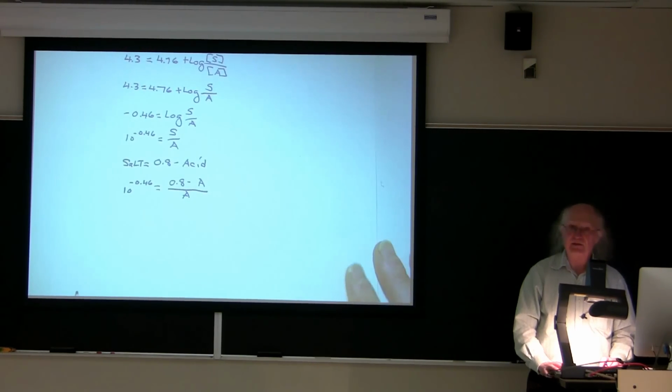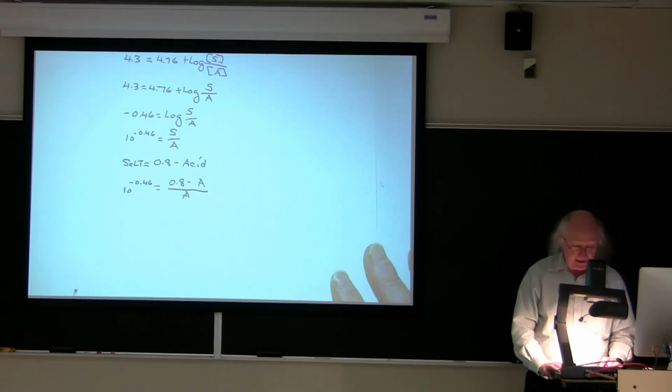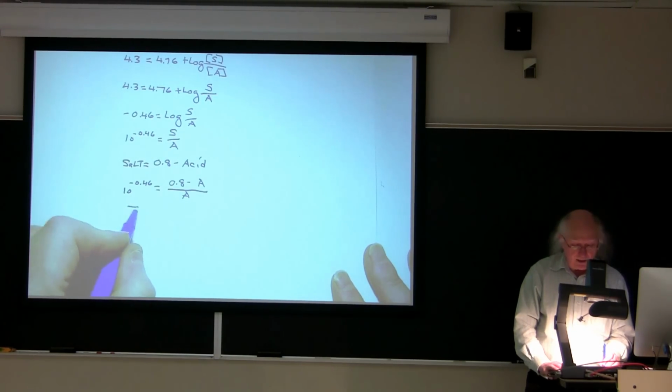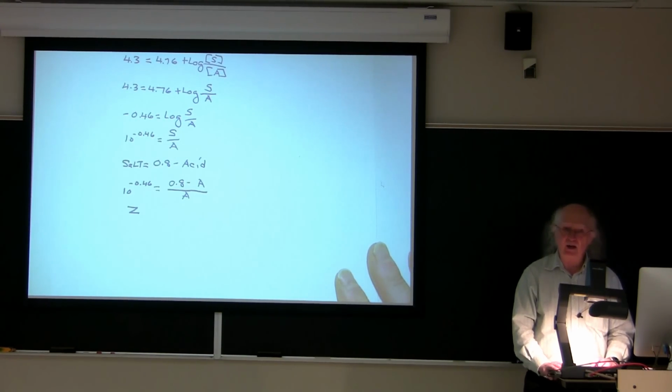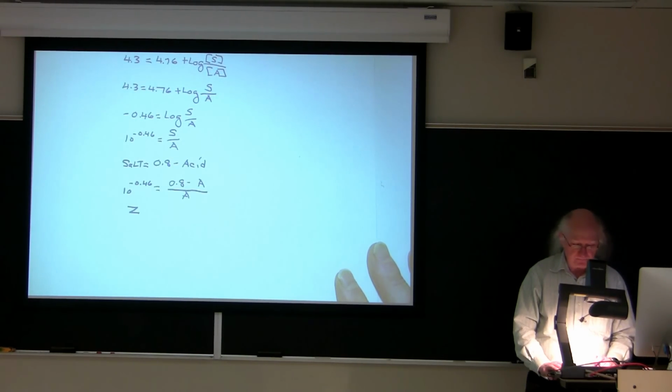0.8 minus the moles of acid, I'll just write as an A, divided by the number of moles of acid. Well, I don't know what that 10 to the minus 0.46 is because I'm not carrying my handy-dandy calculator with me. So I give the letter Z to whatever that value is. So Z is simply the number that corresponds to 10 to the minus 0.46. And students in my class won't be using a calculator, so it would be perfectly appropriate for you to do something as I have done here. Z then is equal to this.